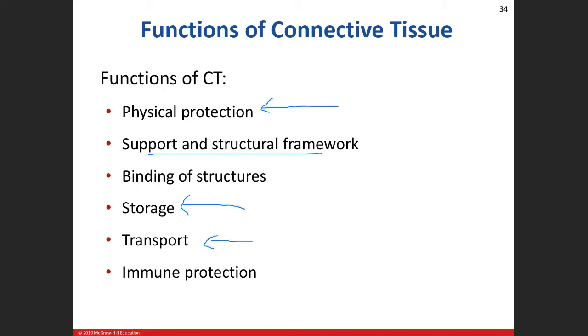And then immune protection. Immune protection will be, again, the fluid connective tissue is the first and foremost that comes to my mind, white blood cells. But we'll talk more about that in detail in 211. I always say that a lot.